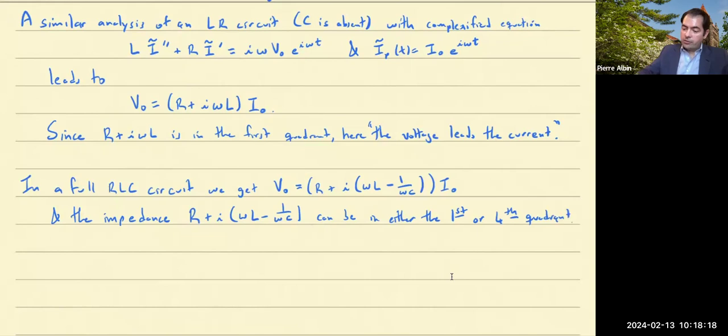So for the general case, we don't know a priori whether the voltage will lead the current or the current will lead the voltage. Instead, it depends on the relative values of omega, L, and C. Okay, so we'll stop there. Feel free to stop listening.